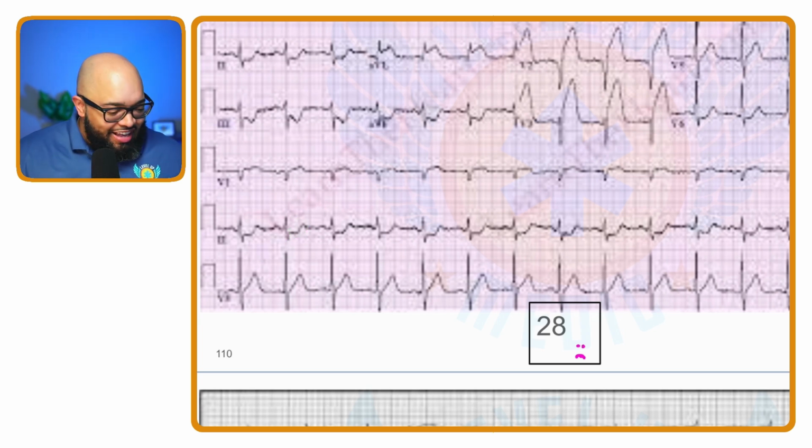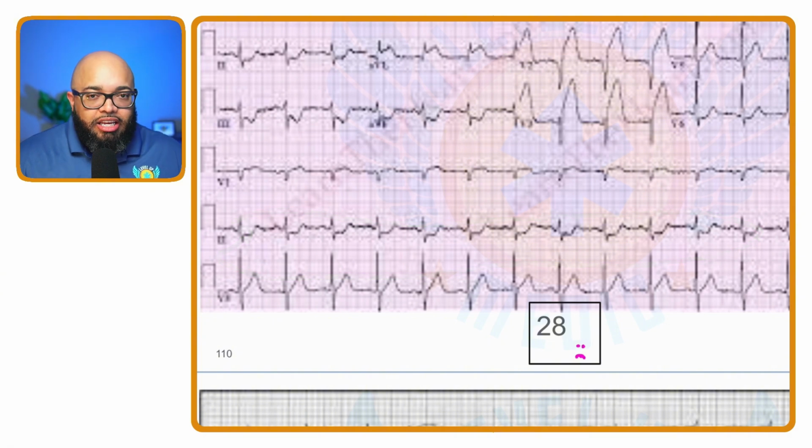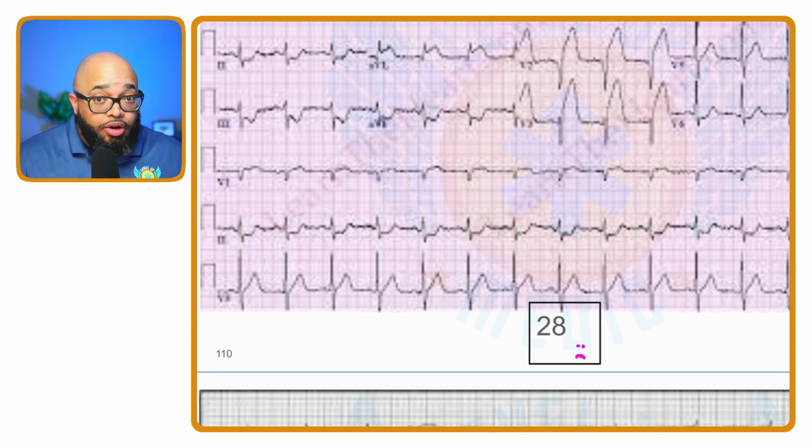Okay. Let's go to step 3, which is to figure out regularity. Well, when I look from left to right, it's pretty regular. It's not like it's speeding up and slowing down. For instance, this distance between the complexes is staying the same. So we're going to say that's regular.